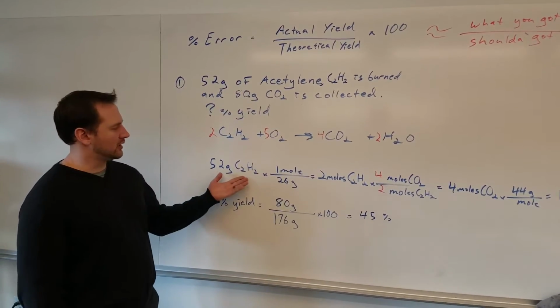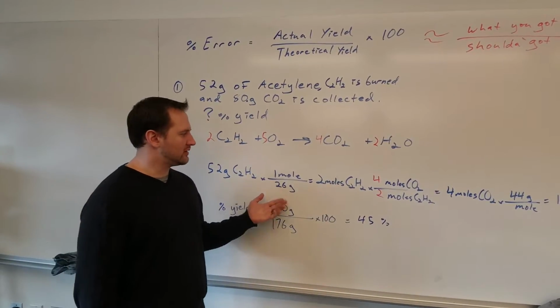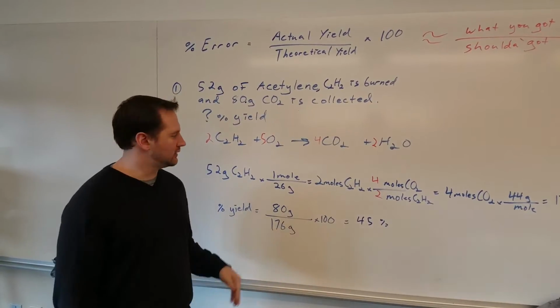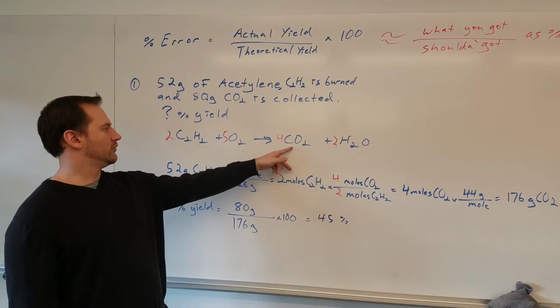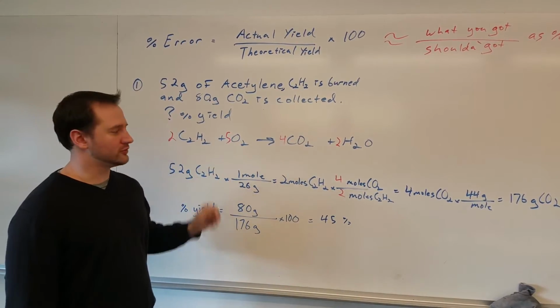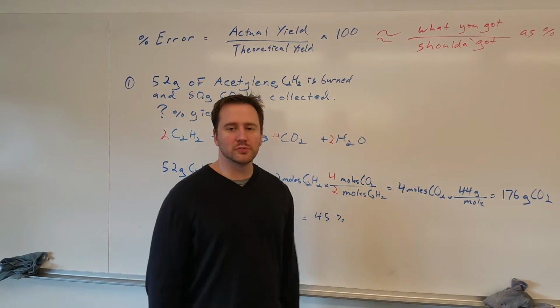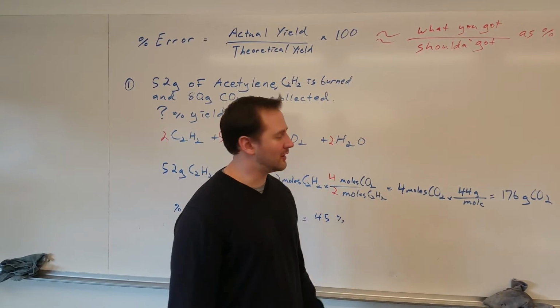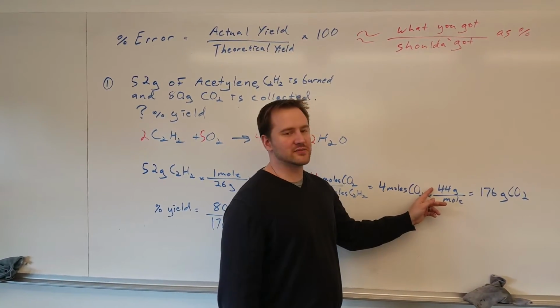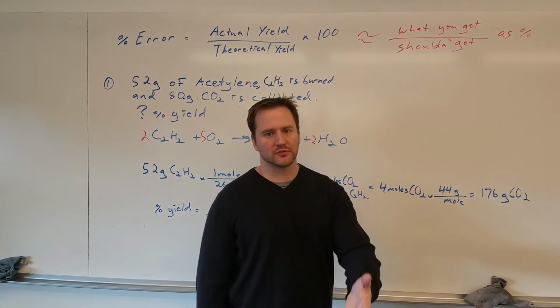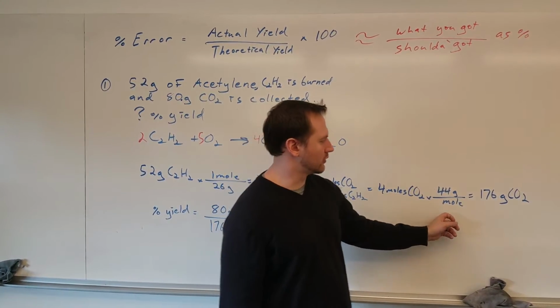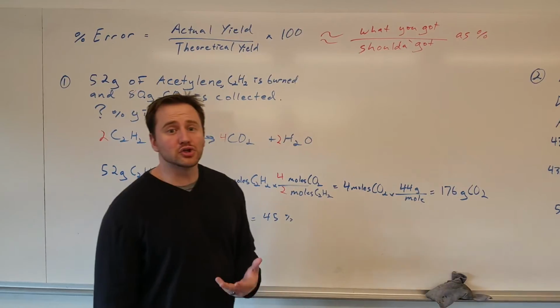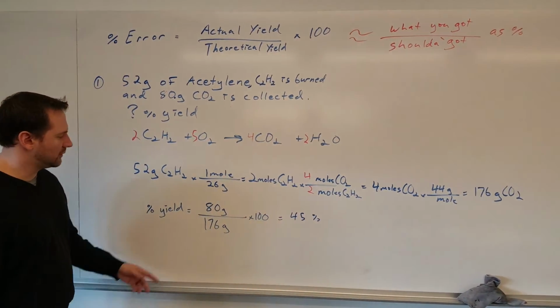So, with 52 grams of acetylene, using the molar mass, there would be 2 moles of acetylene present there. Since it reacts in a 4:2 ratio, 4 moles of carbon dioxide for every 2 moles of acetylene, we predict that you should be able to produce 4 moles of carbon dioxide, which has a molar mass of 44 grams per mole. That comes from 1 carbon and 2 oxygen, contributing to a molar mass of 44 grams. So, theoretically, you should be able to make 176 grams.